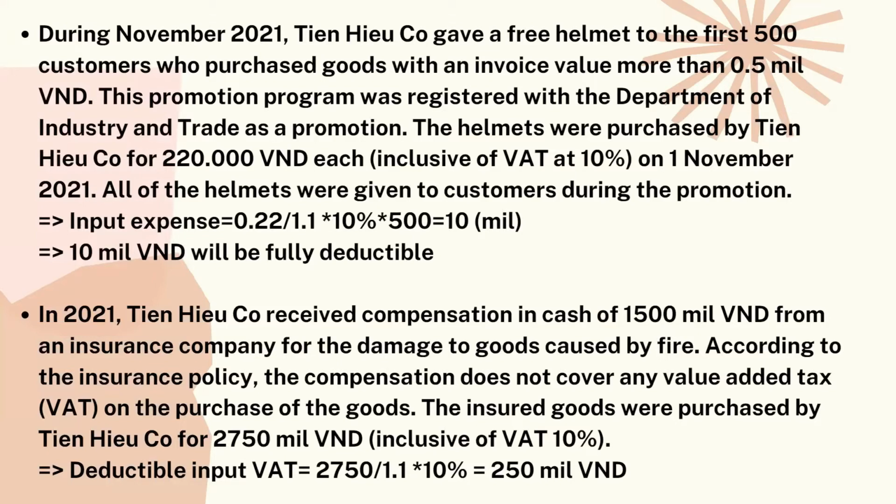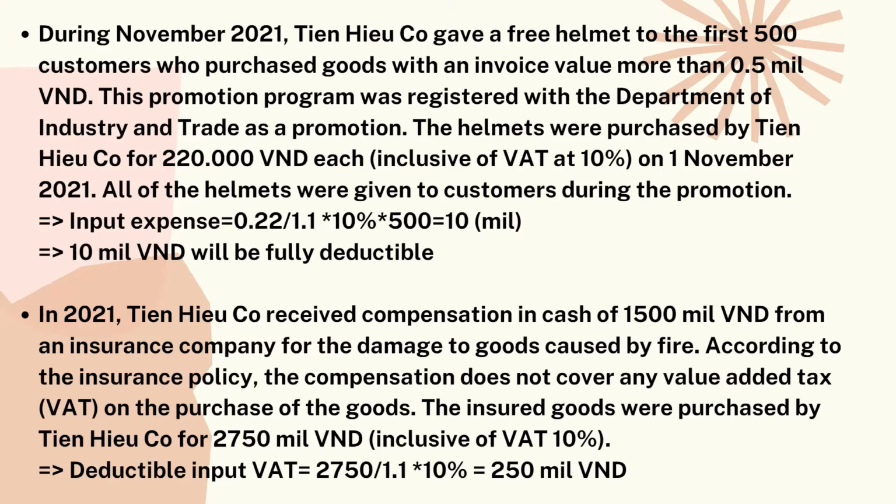All of the helmets were given to the customer during the promotion. So in here, 10 million VND will be fully deductible. And in 2021, Tiền Hiếu Co received compensation of 500 million VND from an insurance company for the damage that was caused by fire.